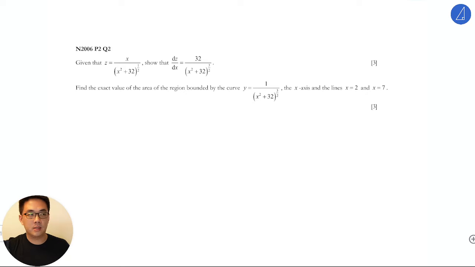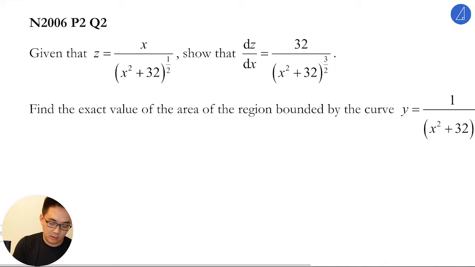Usually what I like to do is I don't like to deal with roots when it comes to the differentiation, especially quotient. It will be very messed up. So what I do is I will square both sides.